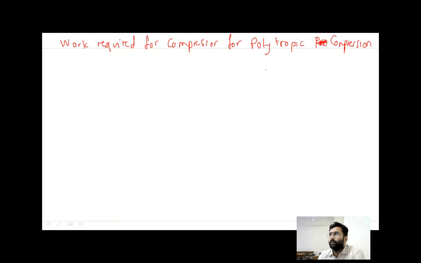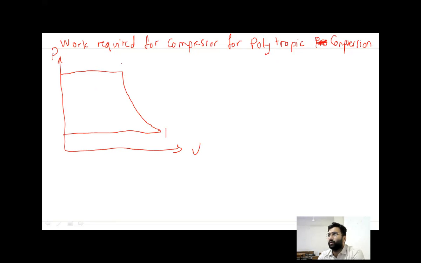Once again, I will draw the diagram. I will draw a big diagram. This is pressure versus volume. Let us say there is no clearance volume. In this way, the diagram will be like this. 1 to 2, 2 to 3. Here 1 to 2 is polytropic compression, that means PV raised to n is equal to constant. 2 to 3 delivery, 3 to 4 suction, 4 to 1 is the air intake. We are interested in the work done, that is the inside area.